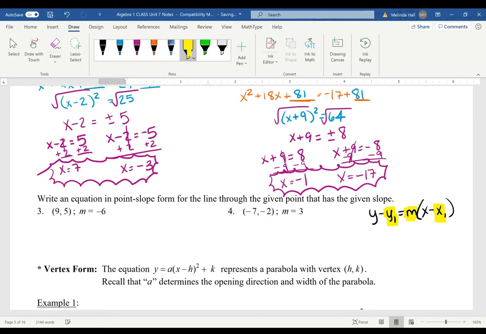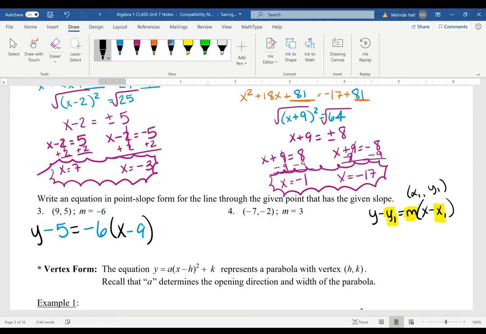The x1 and the y1 come from a point where x1 is the x value and y1 is the y value. So if I have the point (9, 5) and the slope is -6, to plug it into the formula, I would have y minus the y value, so that'd be y minus 5, equals slope, which is -6, times x minus x1, which is 9, so x minus 9.